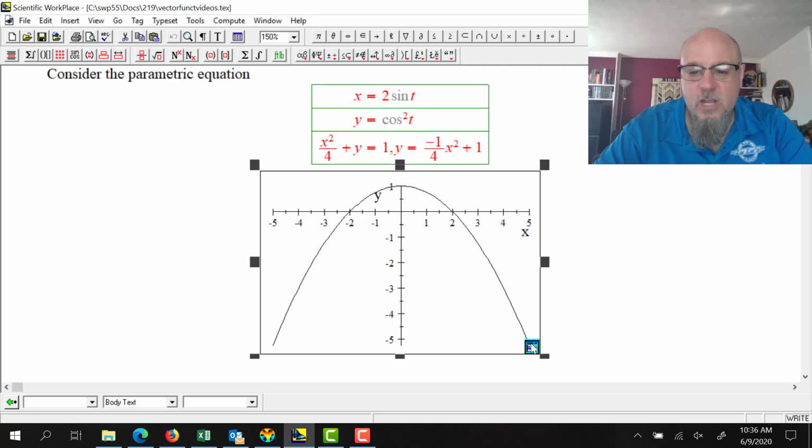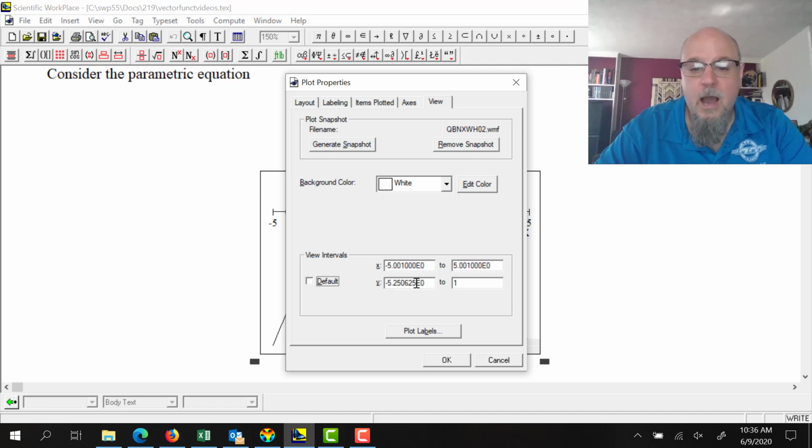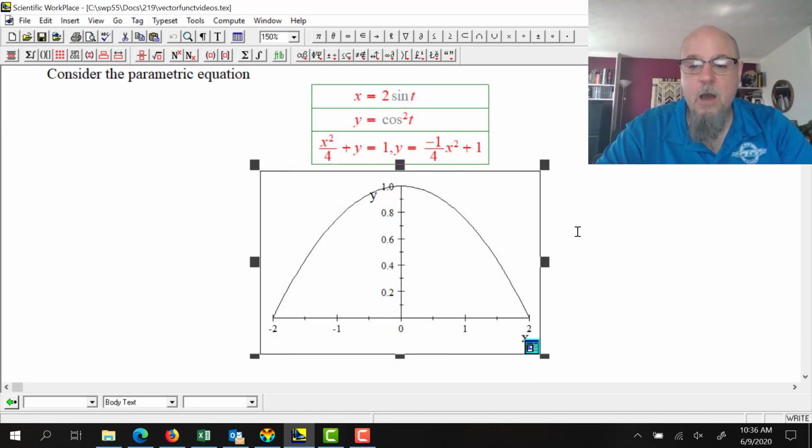So let's change the view of that. I don't want to see any y's below 0, and x goes from -2 to 2. So I'm going to trap it in that box. Now this is a more accurate picture.